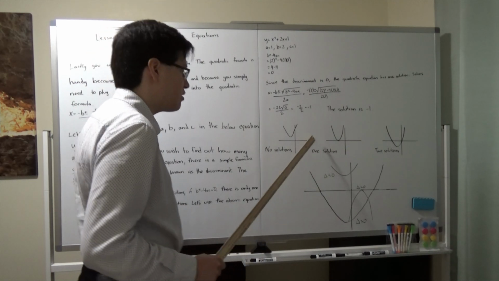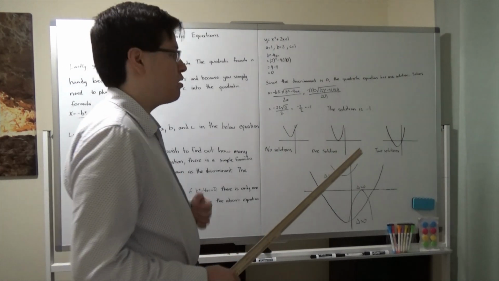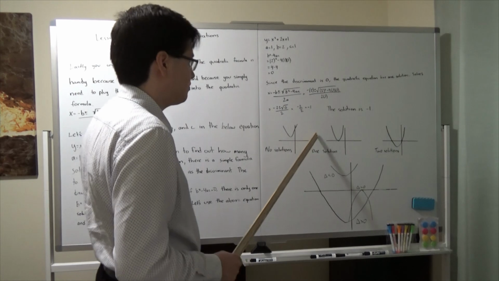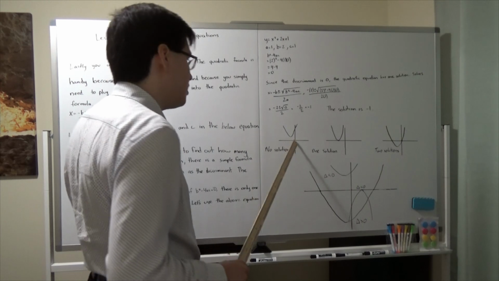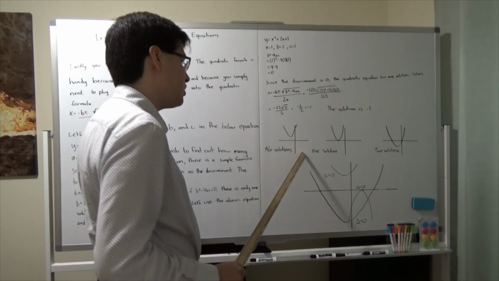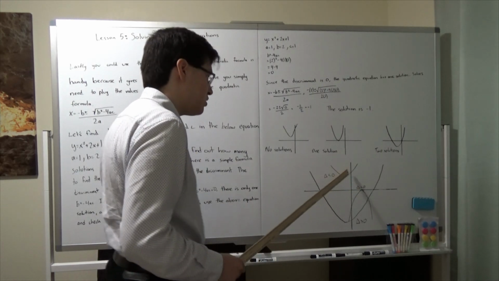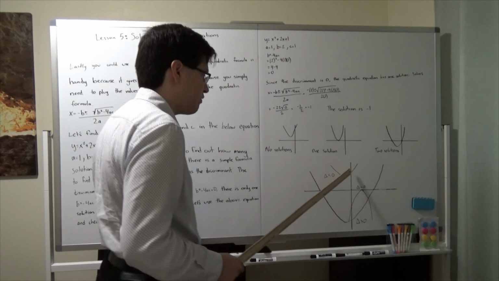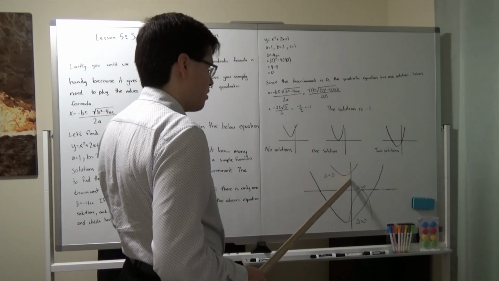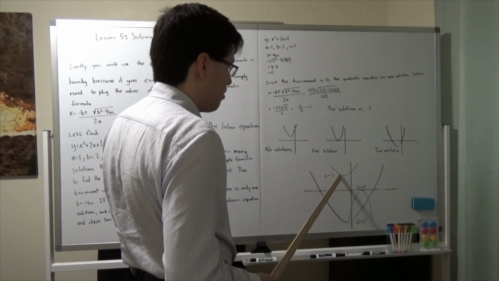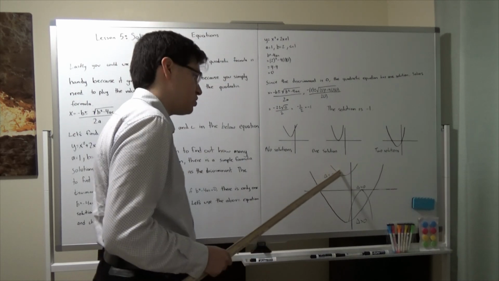Here we have graphically the different possibilities we can have with a quadratic equation. We can have no solutions where the parabola is above or below the x-axis completely, and in this case the discriminant is equal to a negative number. It's less than 0. So here the discriminant is less than 0 and the parabola is completely above the x-axis. So there are no solutions.